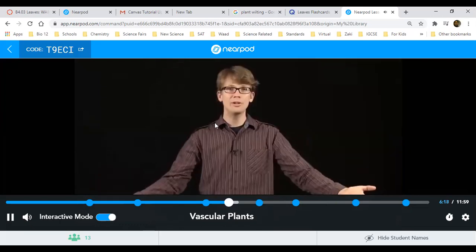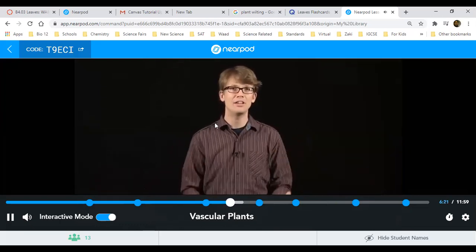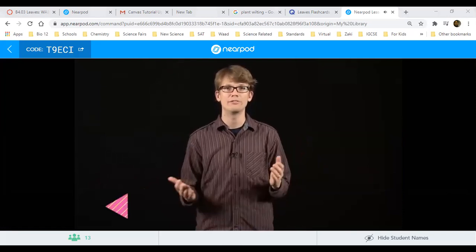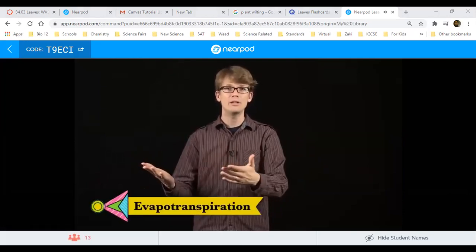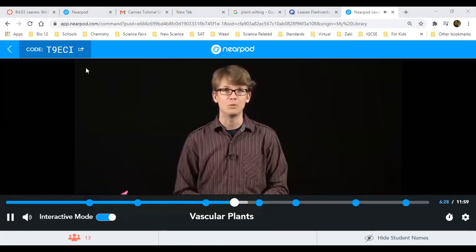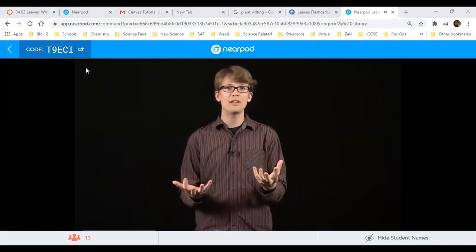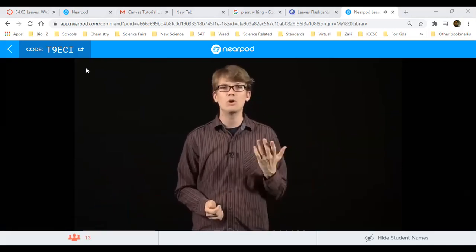Well, a lot of the reason is that up top, the plant is continuously evaporating water through a process called evapotranspiration. As water evaporates from the leaves, which I'll explain in greater detail when we get up there, it creates negative pressure inside the xylem, which draws more water upward.